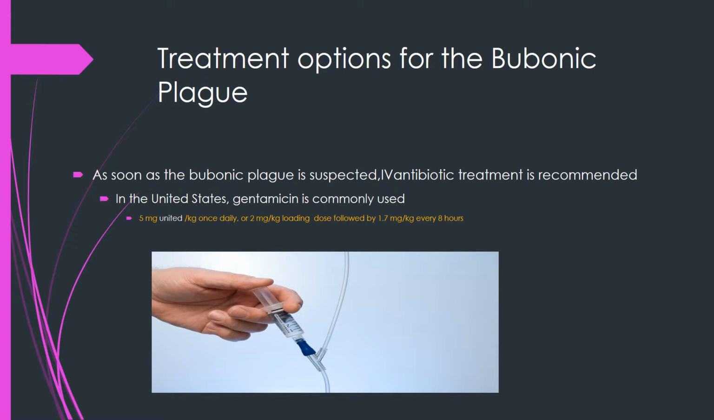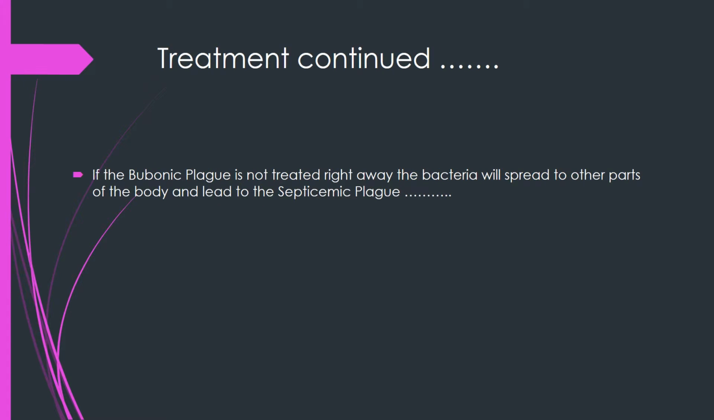Treatment options for the bubonic plague. As soon as it's suspected, you need to get to the doctor, and what they'll do is they'll give you IV antibiotic treatment. In the United States, gentamicin is the most commonly used. Streptomycin, which I know you've probably all heard of, is another very good antibiotic, but it's just not readily available in the United States. And for all of you nursing students, I also included the dosage information there in case you were interested. If the bubonic plague is not treated right away, the bacteria will spread to other parts of the body, and this often leads to the septicemic plague.